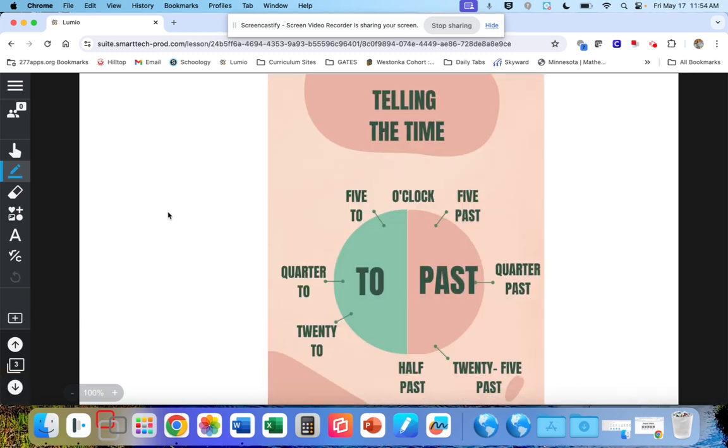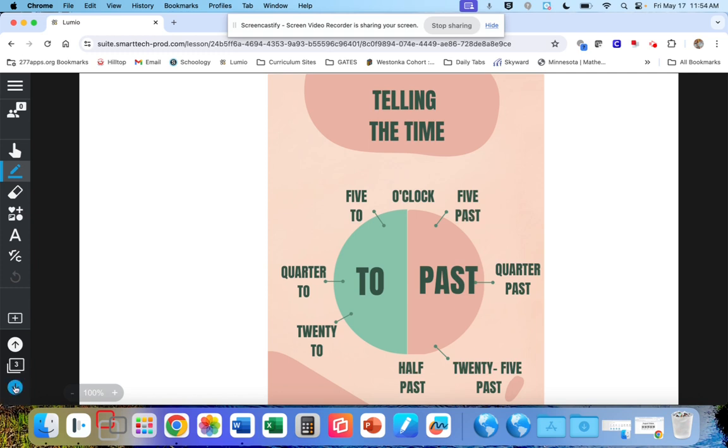Again, here's some different ideas as to how to read the clock. So it's o'clock when our minute hand hits the top. We have something like 5 past, quarter past, 25 past, half past, and then we go into the twos. 22, quarter to, 5 to, and then we go back to the top again.